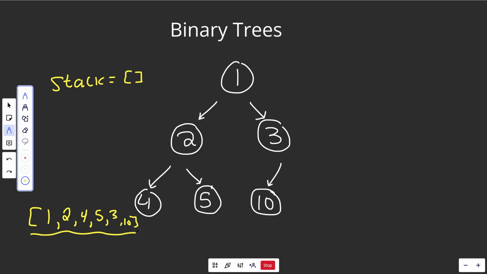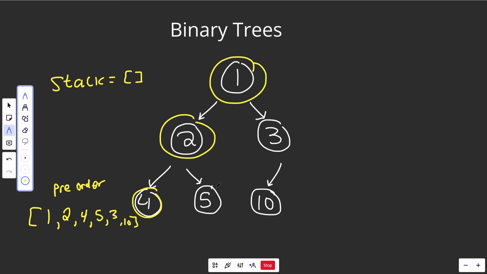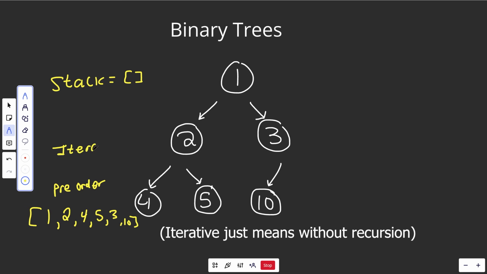Okay, so notice this output here is exactly what would happen in a pre-order traversal. So this was a pre-order DFS. We see 1, then 2, then 4, then 5, then 3, then 10. That is a pre-order traversal. Now this is kind of what's going to happen if you're doing an iterative DFS.